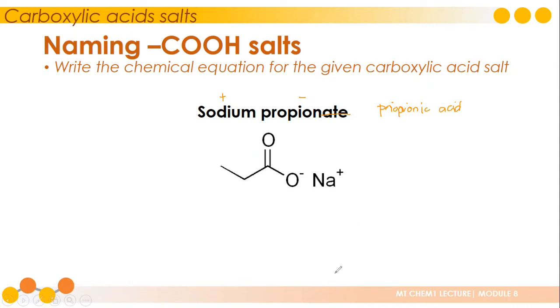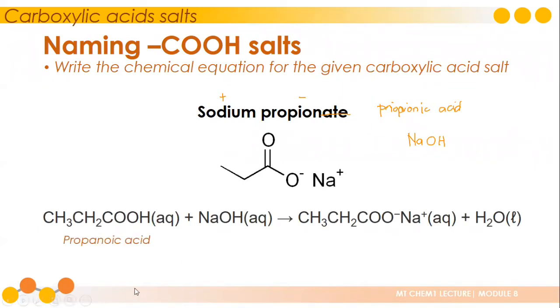For the base, on the other hand, you simply need to add a hydroxyl group to our positive ion. So you now have Na for the positive ion, which is sodium, and simply add a hydroxyl. Okay, this is now your strong base, sodium hydroxide. Let's take a look if our answers are correct.